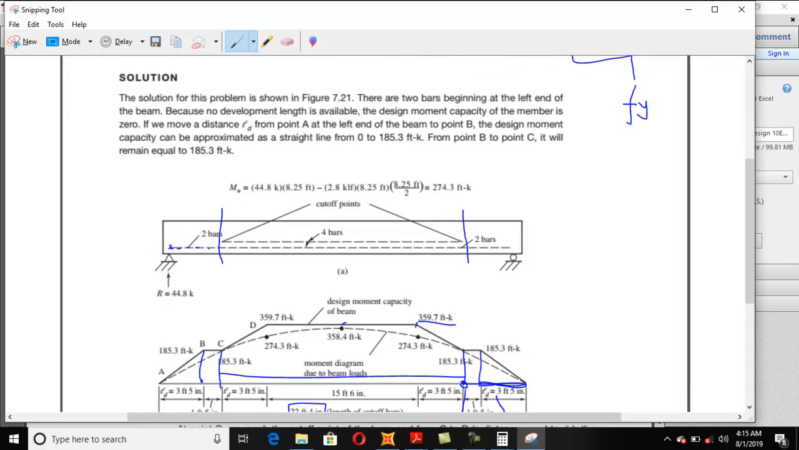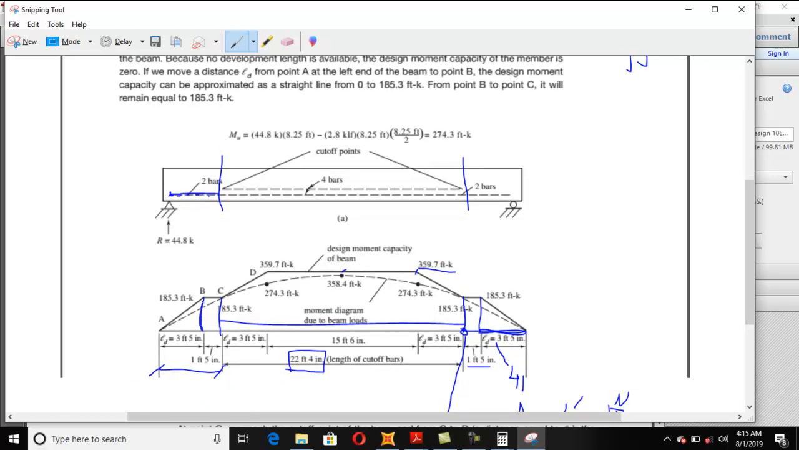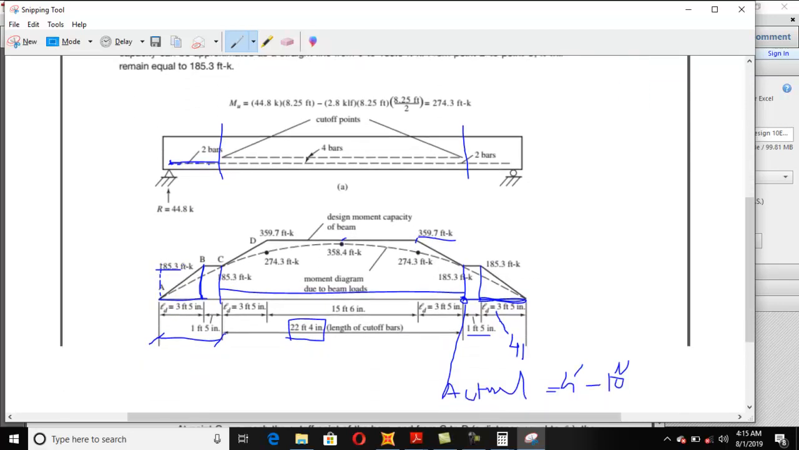So when these 2 bars cover a distance equal to development length, then it will give you strength. And I will show you that explanation, why at this point 185. At this point the design moment capacity should also be 185, but it is not, because there is no development length available for the bar. So due to that, the design moment capacity is not equal to 185. When it covers a distance equal to LD, then it gives you that 185 value. Clear?